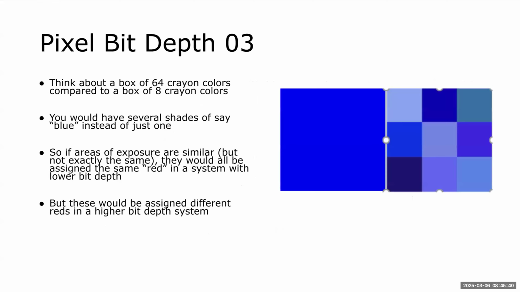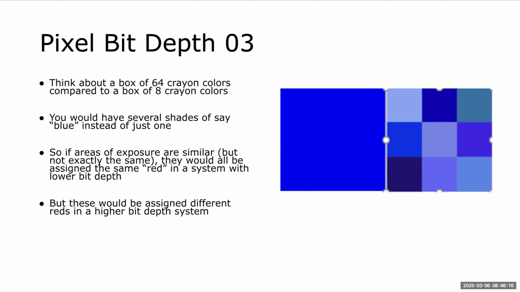So think about a box of crayons. Let's say you have a box of 64 crayons compared to 8 crayons. If you had areas in the image that were similar but not exactly the same, in other words, they had just very subtle differences in the amount of exposure, in this case let's say 9 areas. And I don't know why that says red. That should say blue. I'm sorry about that. I used to use red, now I'm using blue.